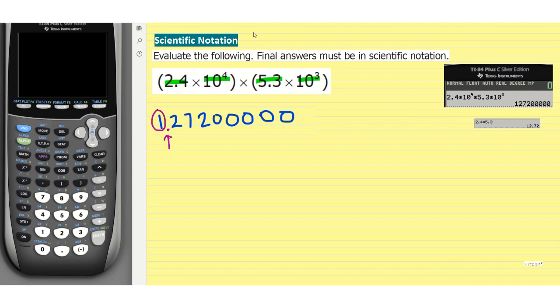Since the invisible one is way over here, I've got to figure out how many decimal places it has to move to get over here to where it needs to be. That's going to be 1, 2, 3, 4, 5, 6, 7, 8. So I can rewrite that as 1.272 times 10 to the 8th power, because we moved that decimal place 8 places. That would be a correct answer for this problem.